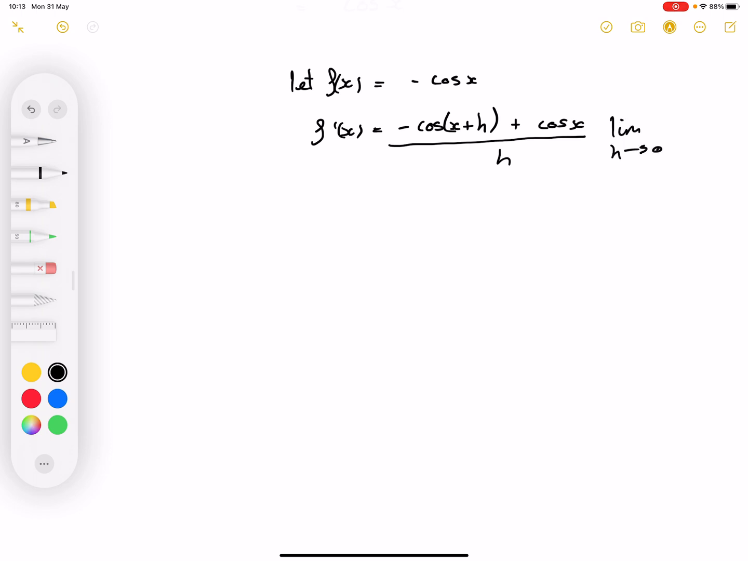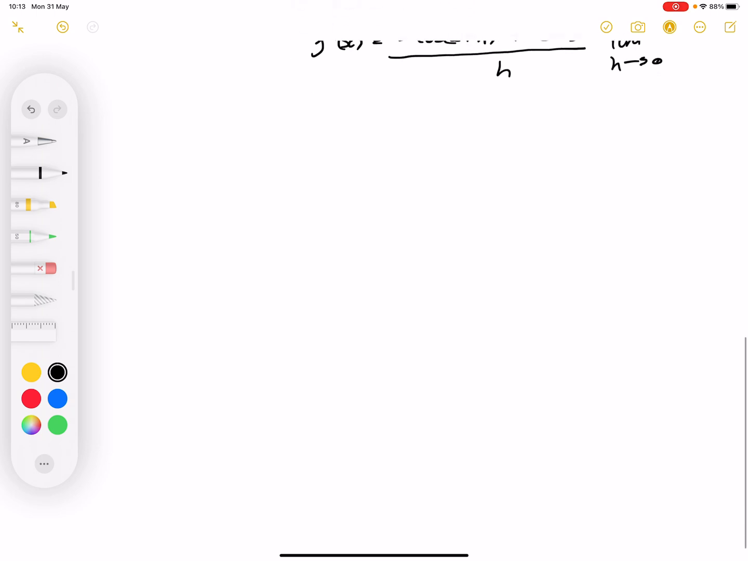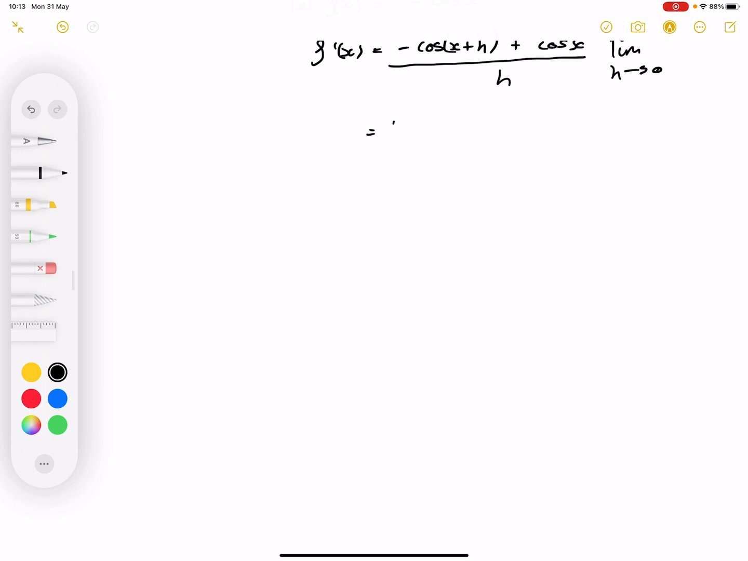I know I should have written it on the left-hand side, but once again, I was a bit late thinking about that. So that will be equal to the limit as h tends to 0, not catching me out twice there, of minus cos x cos h, sorry, it's minus sine x sine h, plus cos x all over h.